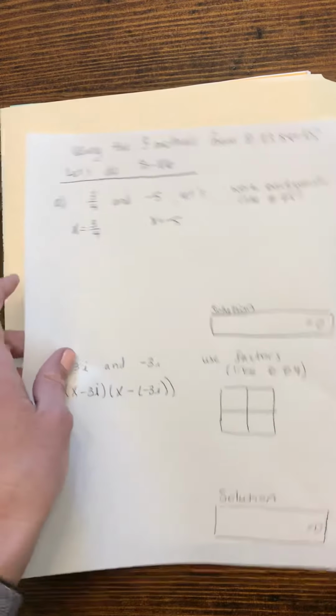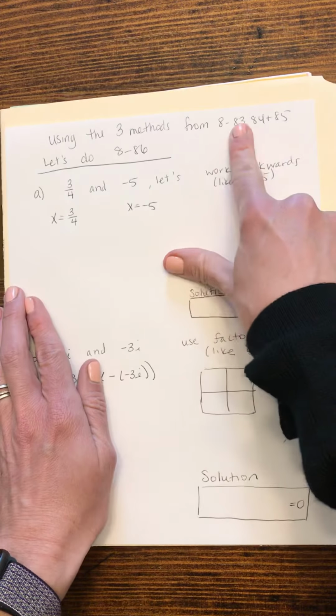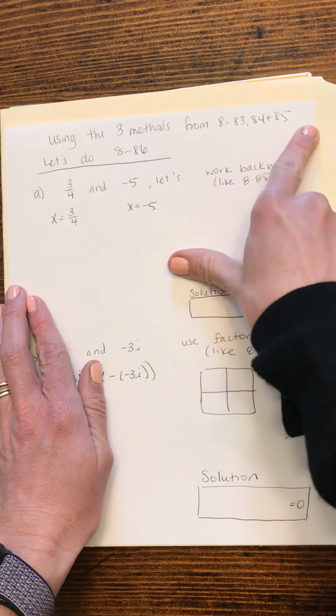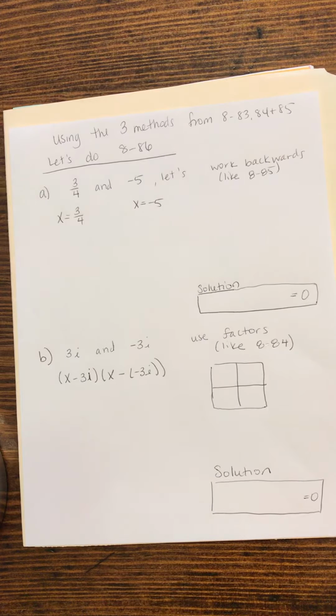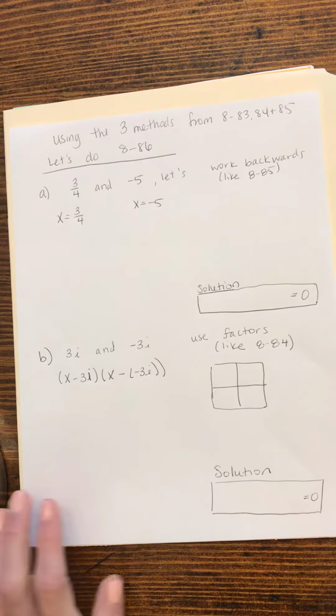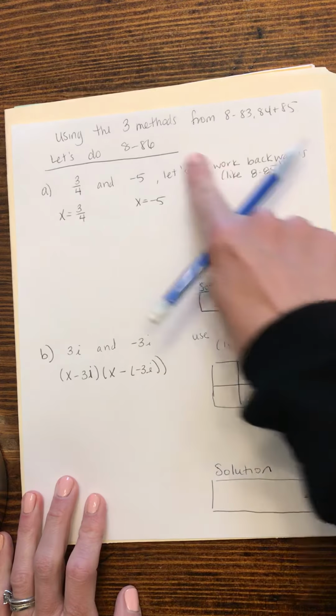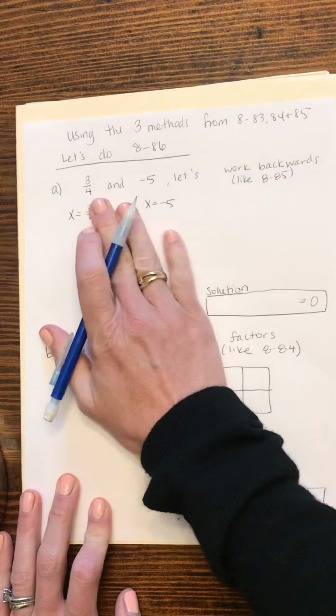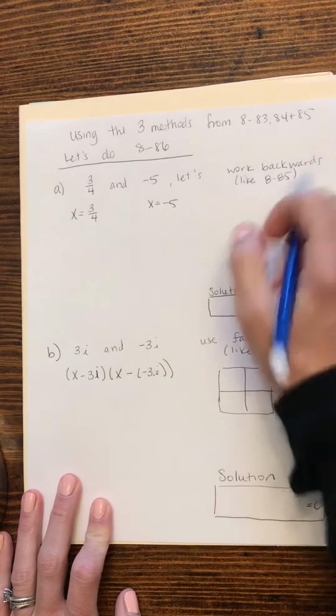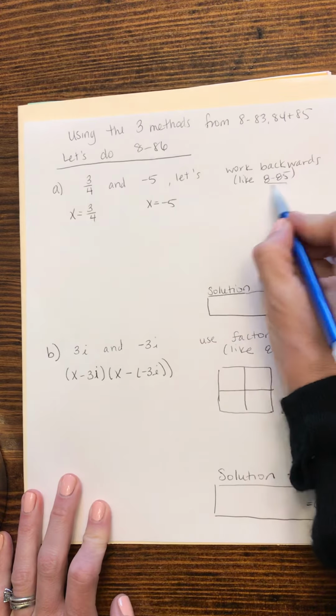Before you go through 8.8.6, make sure you've completed 8.8.3, 8.8.4, and 8.8.5 because it goes through all of these. So the directions say for each pair of numbers below, find a quadratic equation that has these numbers as solutions. So I'm going to show you the 3 methods that you should have learned in those 3 problems. So for the first one, for 3/4 and negative 5, why don't we work backwards? And that's like problem 8.8.5.